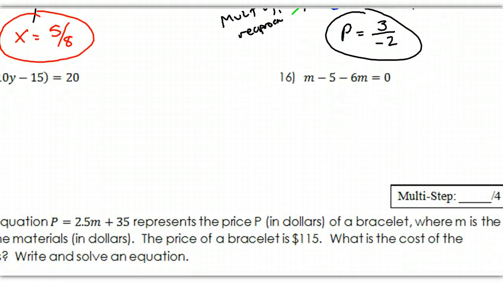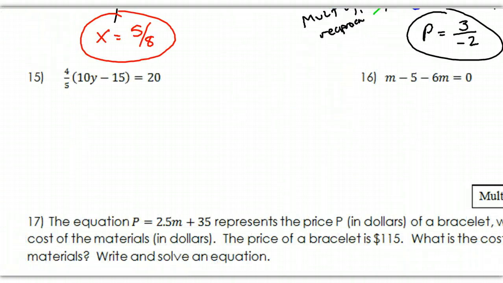Next one, number 15. Another fraction one to distribute. We have 4/5 times 10. Off to the side here, thinking about that as times 10 over 1. You can just go ahead and multiply. It'd be 40 over 5, and that reduces to 8.